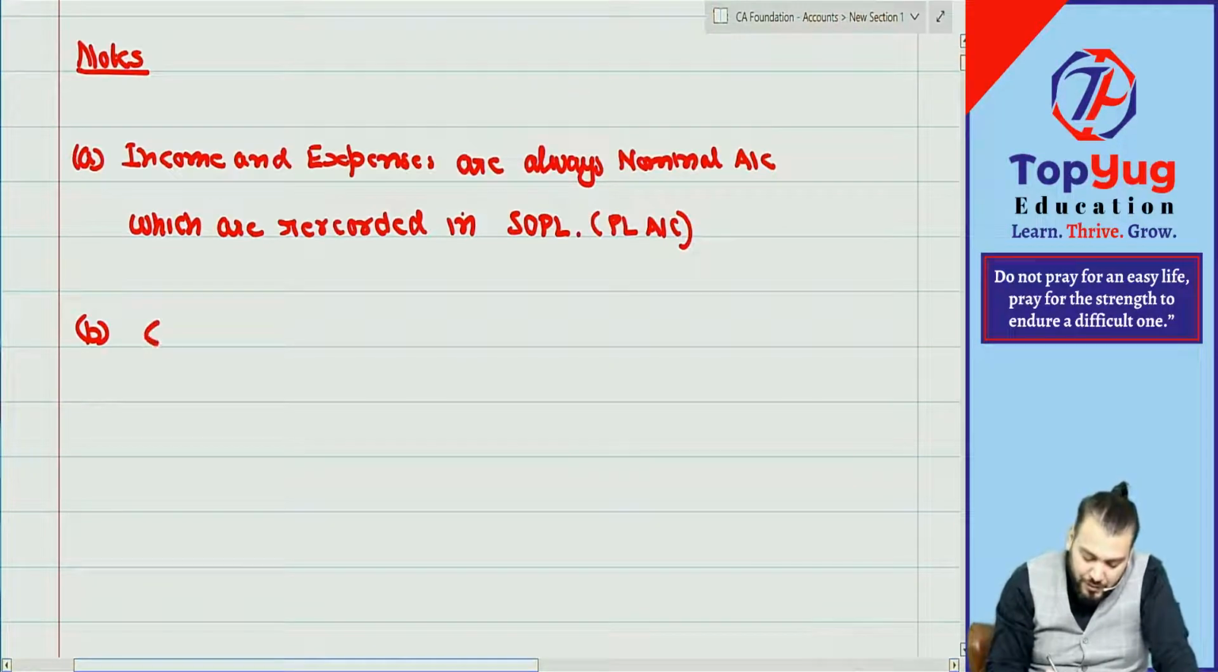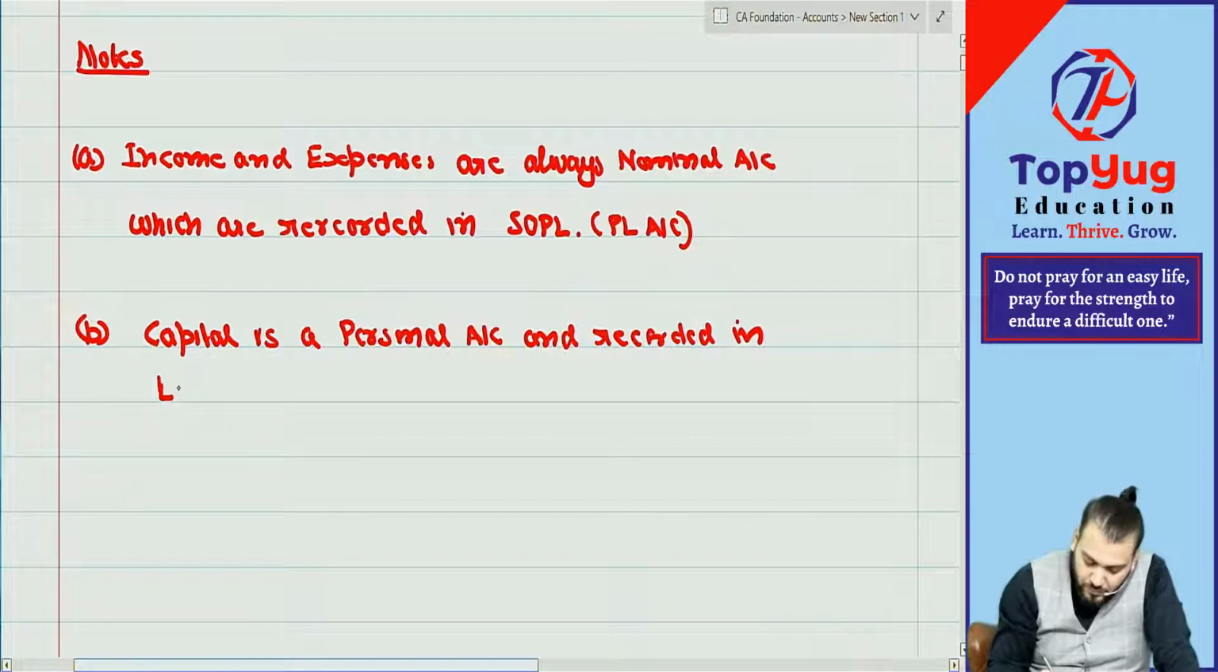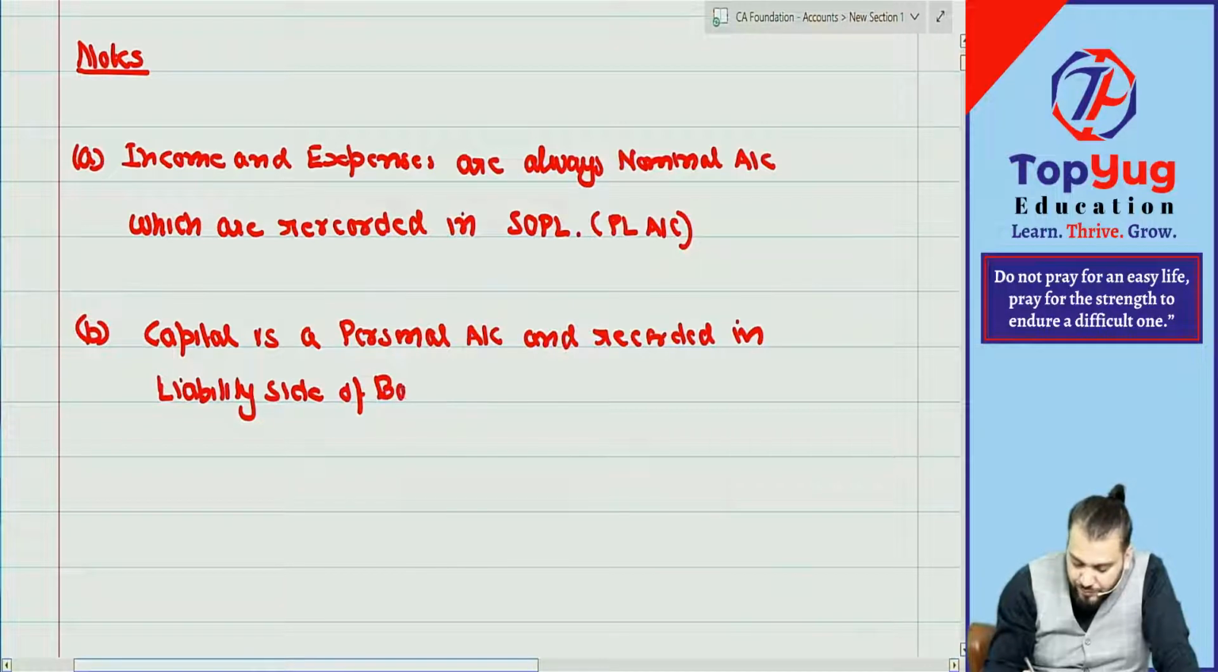Then write down, capital is a personal account. Correct. And recorded in the liability side of balance sheet. Understood?